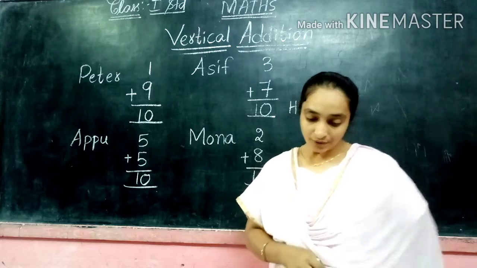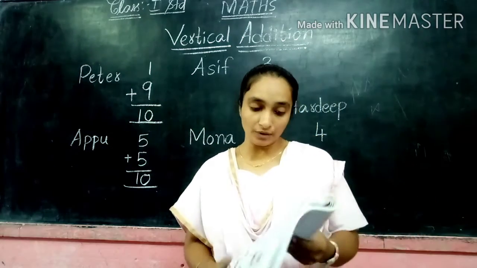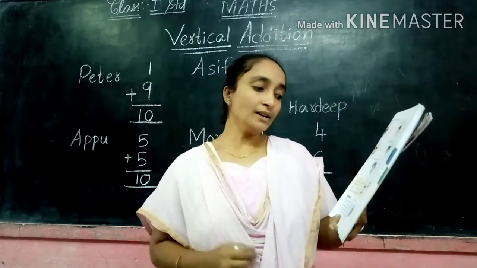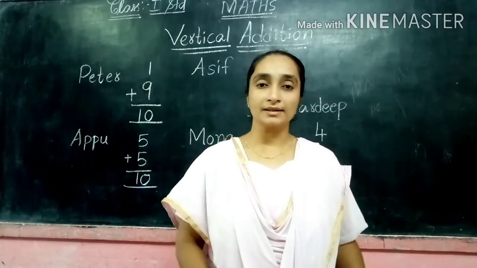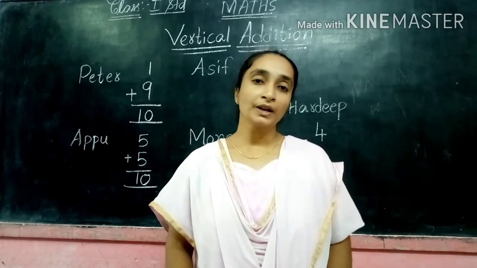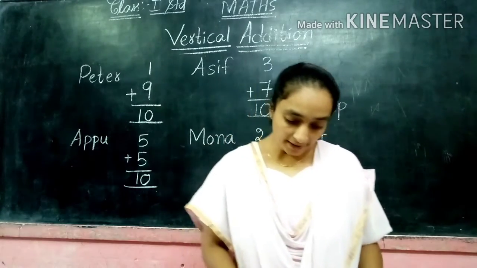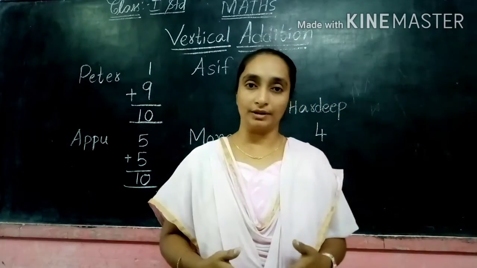So let us see another one, children. Think and answer. The small question they have given here: Neha's age is less than 9 years. Here a little girl Neha, her age is less than 9. So let us see, children, think and answer. Let us see on the board. We'll write on the board here.